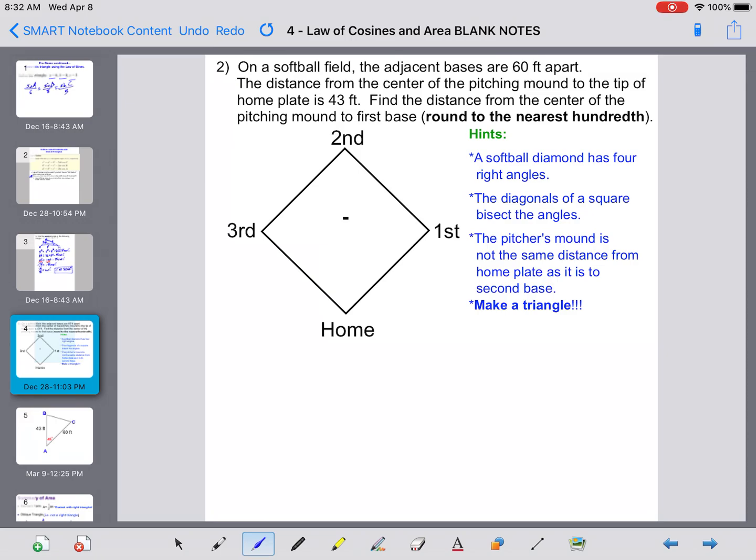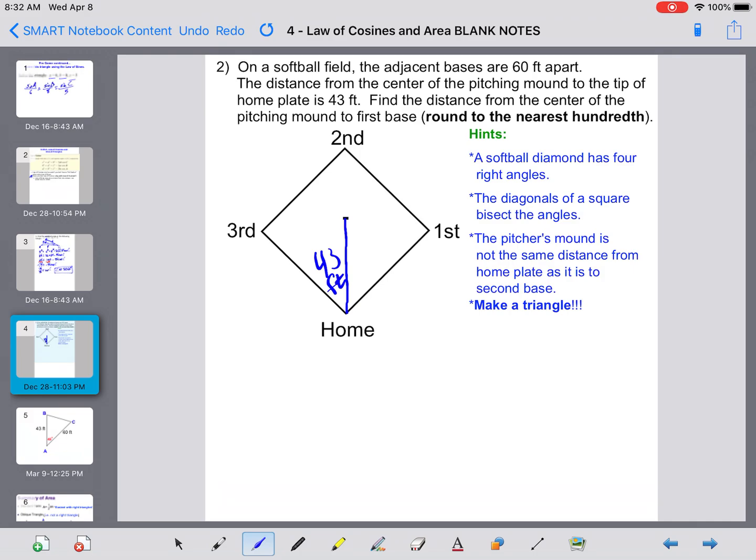Let's look at an application of law of cosines. So this one says on a softball field, the adjacent bases are 60 feet apart. The distance from the center of the pitching mound to the tip of the home plate is 43. So let's pause right there. That's telling me that the 43 feet are right here. From the pitcher mound to home, 43 feet.